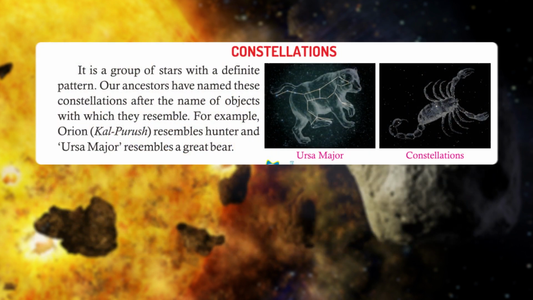Constellations. A constellation is a group of stars with a definite pattern. Our ancestors named these constellations after the objects they resemble. For example, Orion, Kalpurush, resembles a hunter and Ursa Major resembles a great bear.